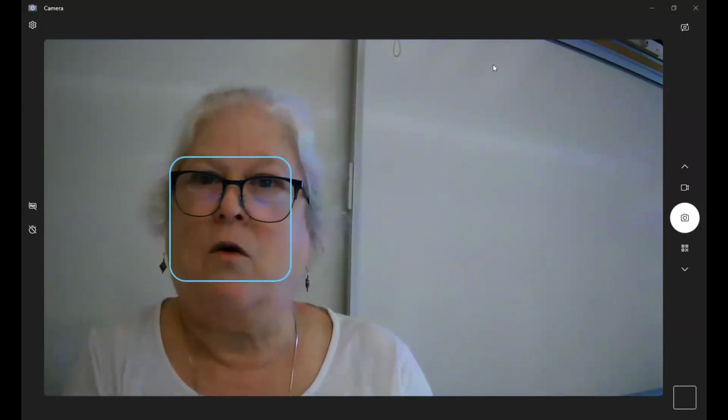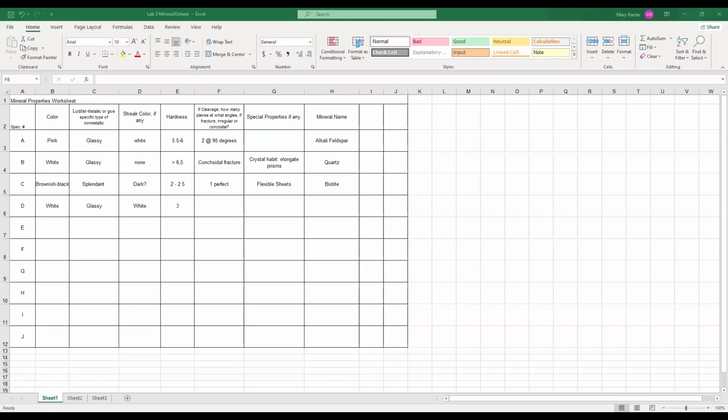Okay, so let me go over there to the chart so you can see what I put on there. White color, glassy luster, white streak, hardness of 3. Okay, so now cleavage.